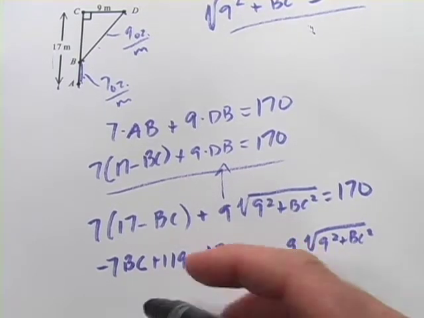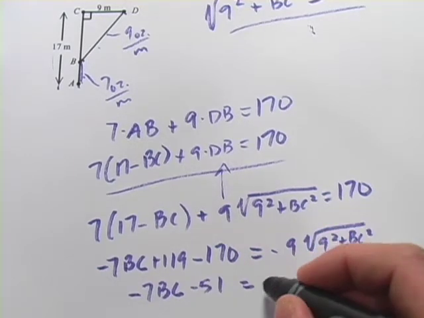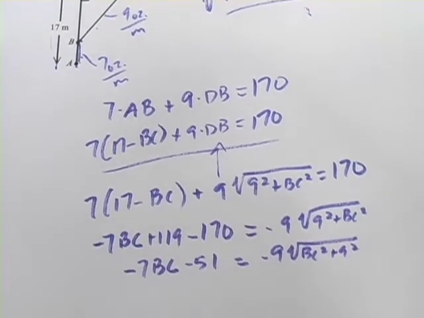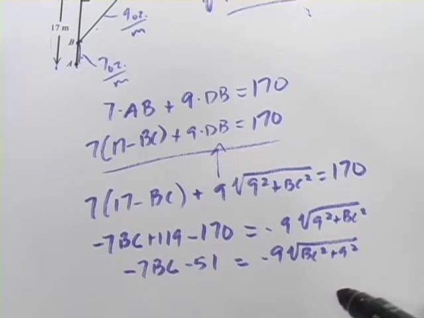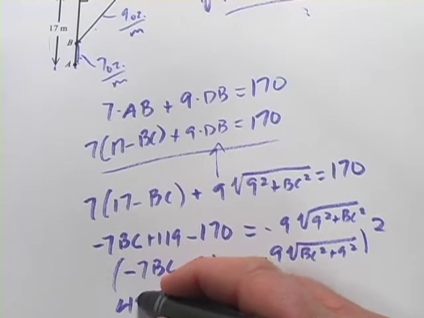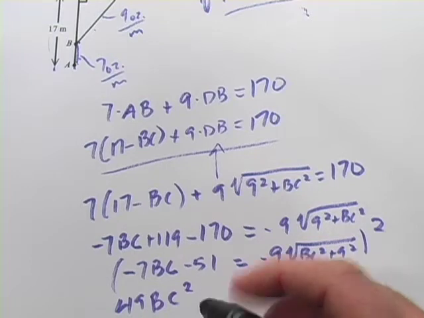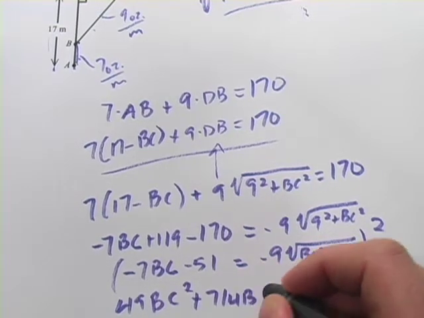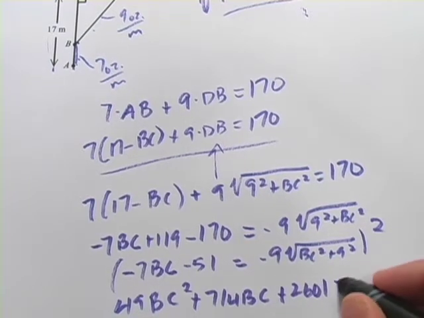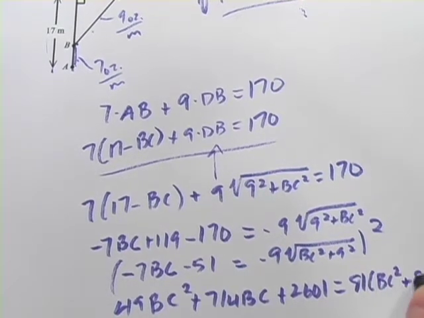And we can simplify a little bit over here. So this is negative 7 BC minus 51 equals negative 9 times the square root of BC squared plus 9 squared. I just reversed those terms, but that's the same thing. And at this point, I think I'm going to go ahead and square everything. And over here, we'll get 49 BC squared plus 714 BC plus 2601. And over here, we'll get 81 times BC squared plus 81.